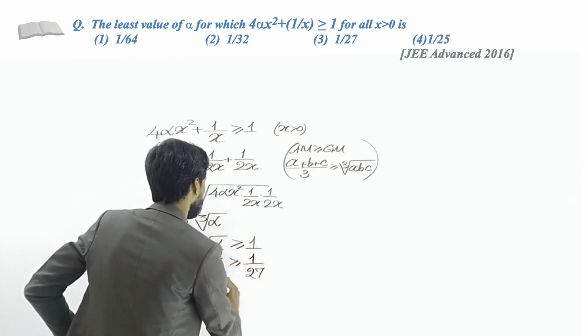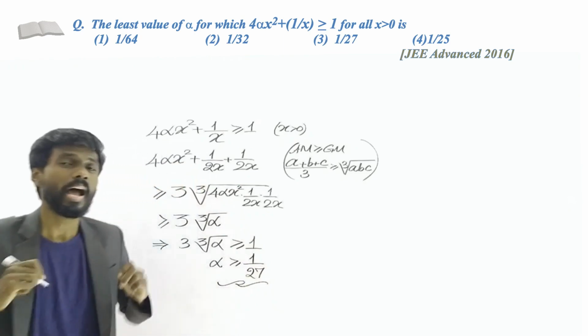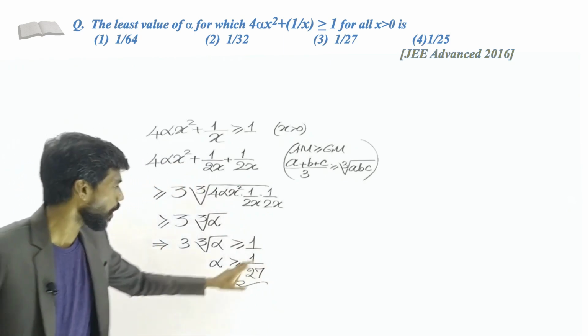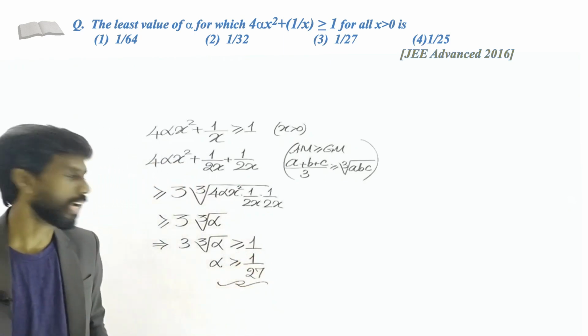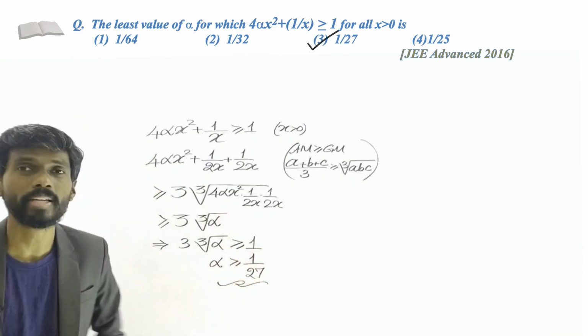So this is the relation satisfied by alpha. Alpha should have minimum value 1 by 27. So that's all. That is the answer. The least value of alpha is 1 by 27.